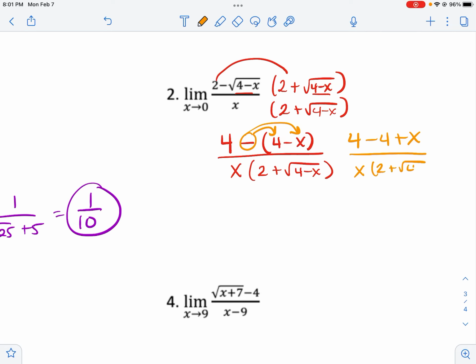2 plus radical 4 minus x. So I just have x on top. x times, again, 2 plus radical 4 minus x. So the x's cancel again. There's a 1 left on top, and the 2 plus radical 4 minus x on bottom.